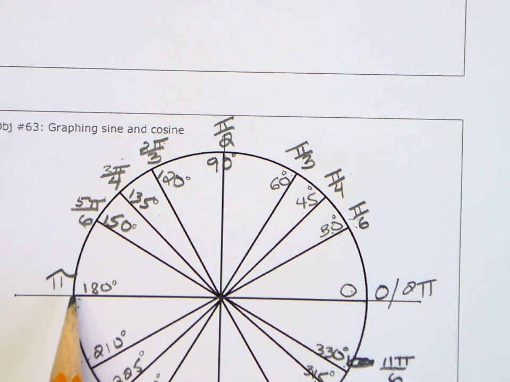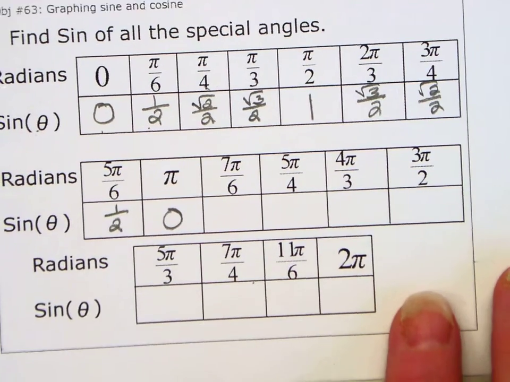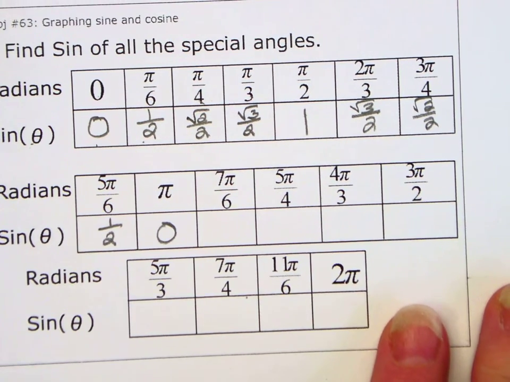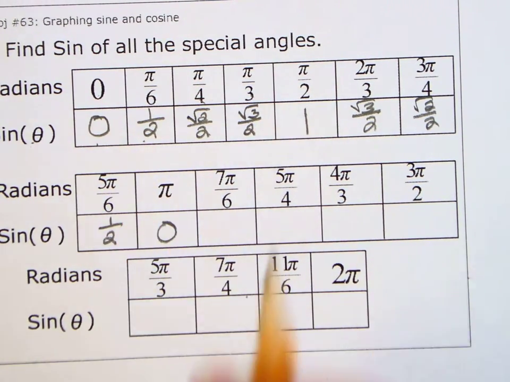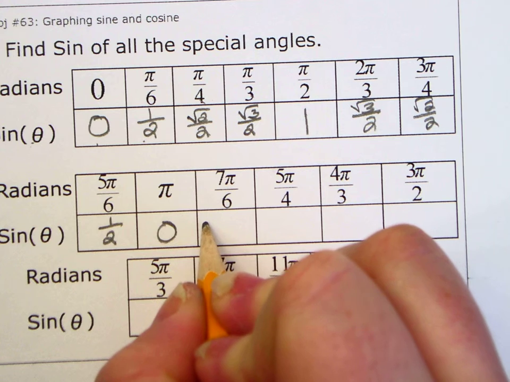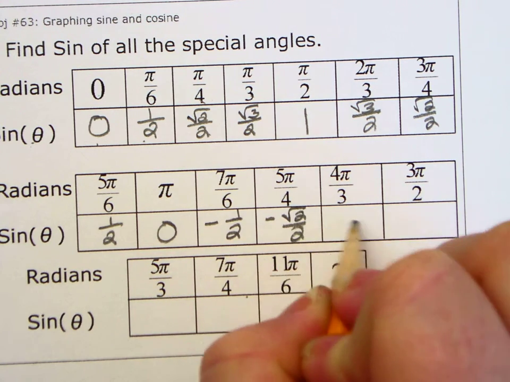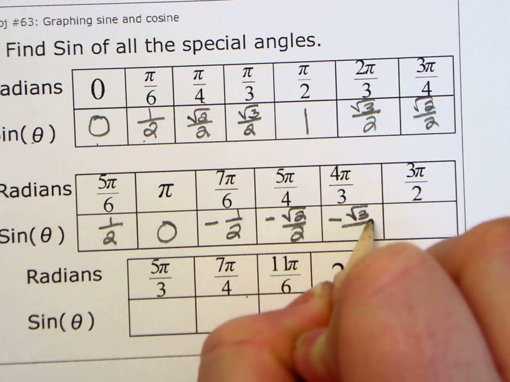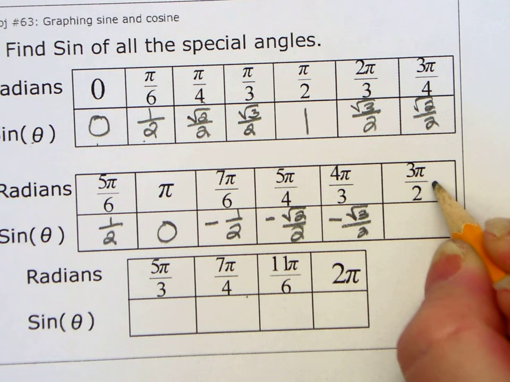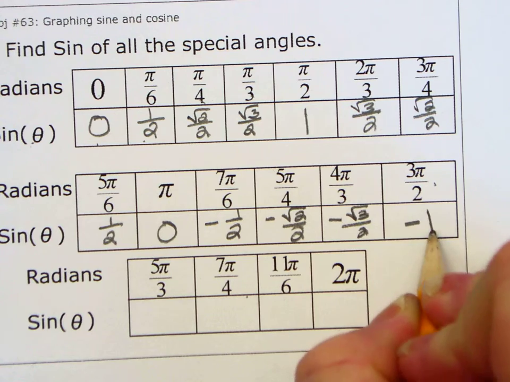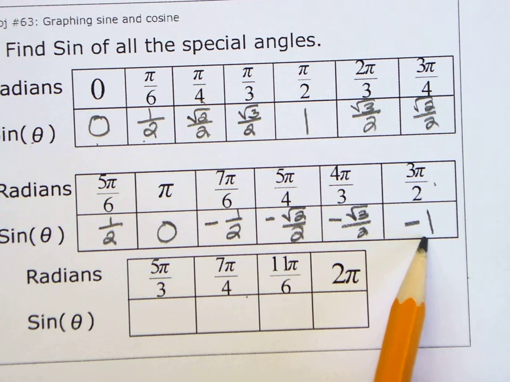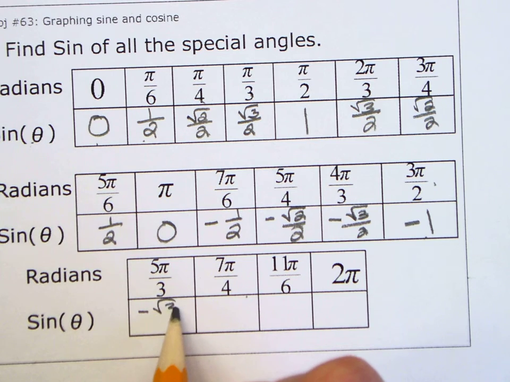And then what happens? It's going to go down to -1 and then back up to 0. All right? So here, it's the same numbers, same order, but it's negative because we're going down to -1. So -1/2, negative radical 2 over 2, negative radical 3 over 2. 3 pi over 2 is 270. That's your -1. So then it went down to -1, and then we're going to go back up to 0. Same numbers.